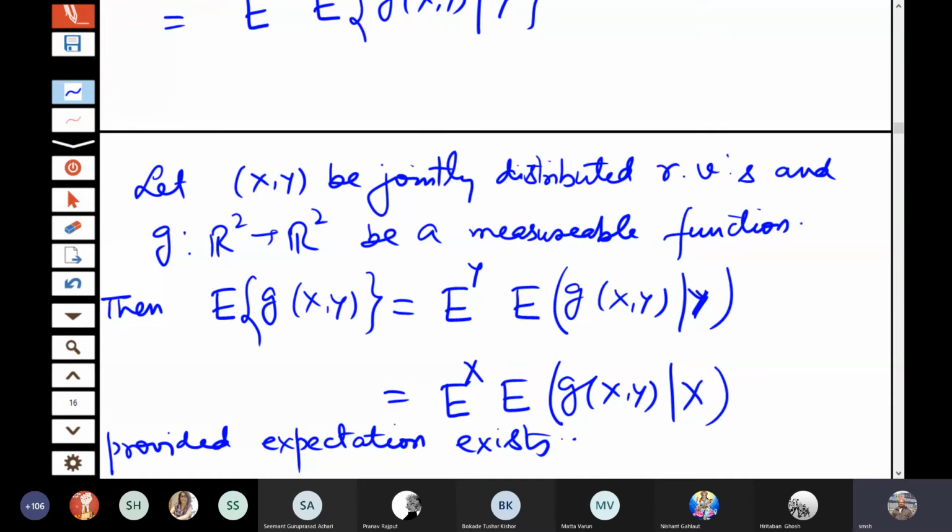Excuse me, sir. Here g is a function from R2 to R2 or R2 to R? Yes, it is R2 to R. It can be R2 to R2 also, because then it will become a two-dimensional term, but right now let us talk about one term only. Anyway, we are not considering that right now. So is it okay? Yes, sir.